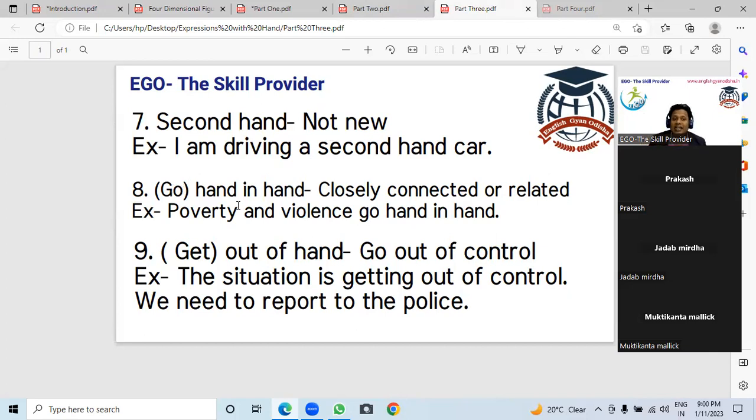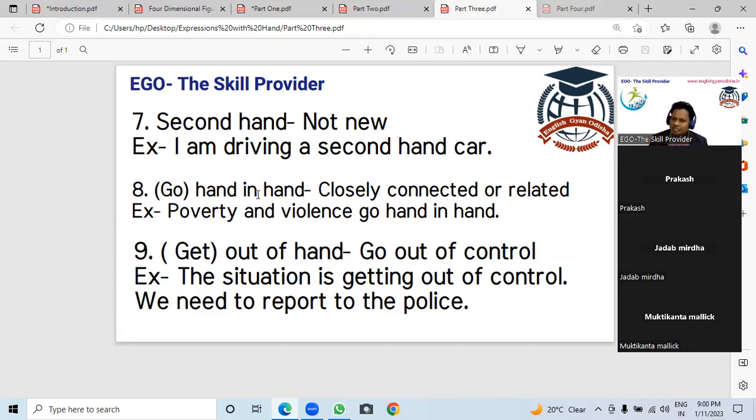Go hand in hand, go hand in hand. So what do you mean by go hand in hand? Look, they are closely connected. If there is good action, there will be good reaction. So action and reaction go hand in hand. If you beat a small child, he will cry, obviously he is going to cry. So beating and crying go hand in hand. They are very closely connected.